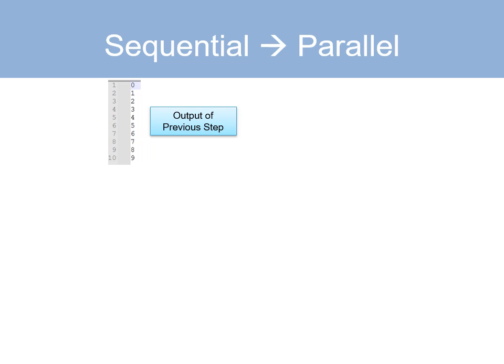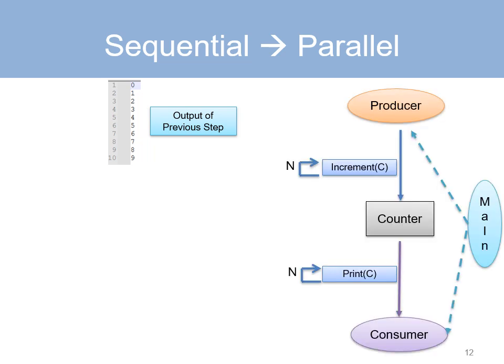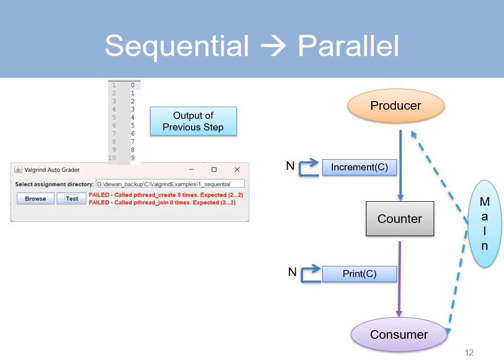So let's say you've got a sequential program, and the goal is to produce a parallel version where the producer is the one that increments and the consumer is the one that prints. We are not doing any synchronization right now. Just simply allow two threads to do the job. If you take the sequential program and feed it to a grader, it says, oh, I was expecting pthread_create at least 2 times, and we got 0 here. So you can tell that the sequential program is not correct.